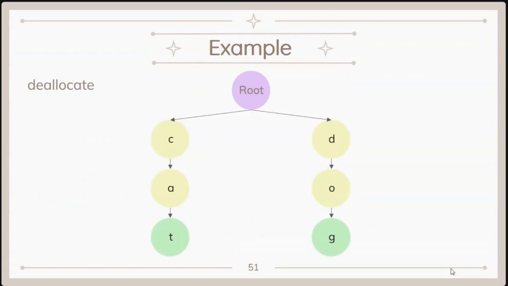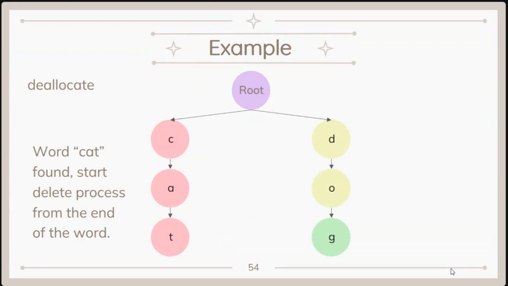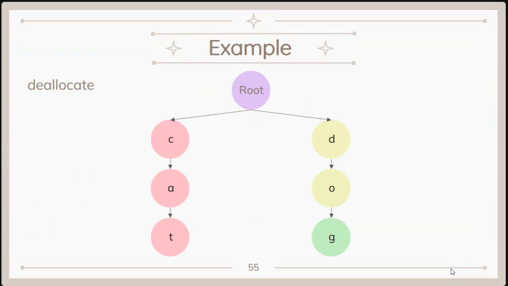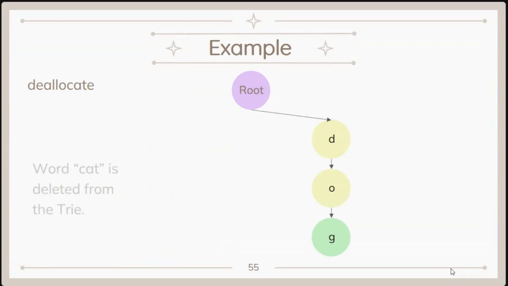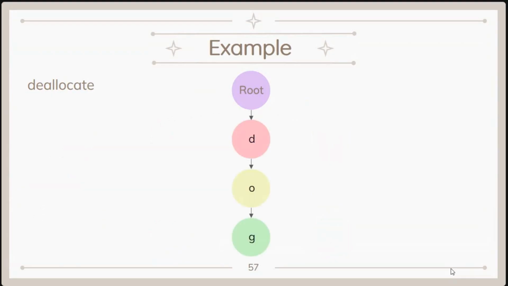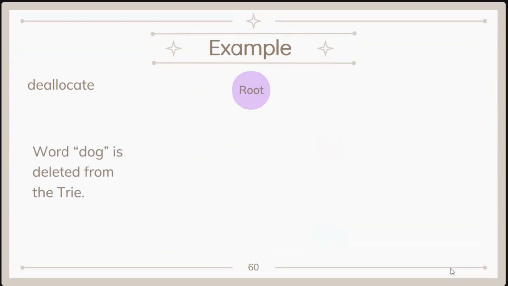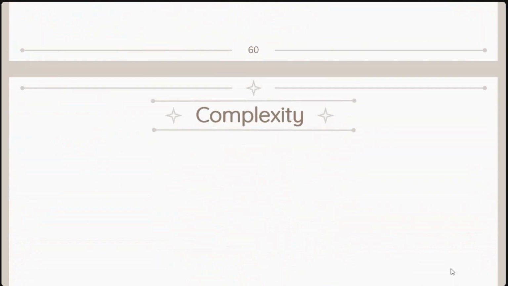For example, we want to delete this one or deallocate this tree. We go from C, A, T. That means that we have found all the elements for the word cat, and then we delete it from the back to the front. We have T, A, and C deleted sequentially, and then we do the same thing for dog. We go from D, O, and G, and then we delete from G, O, and D. And because all of its child nodes are deleted, then the root node needs to be deleted as well. So yeah, the whole trie is deleted.